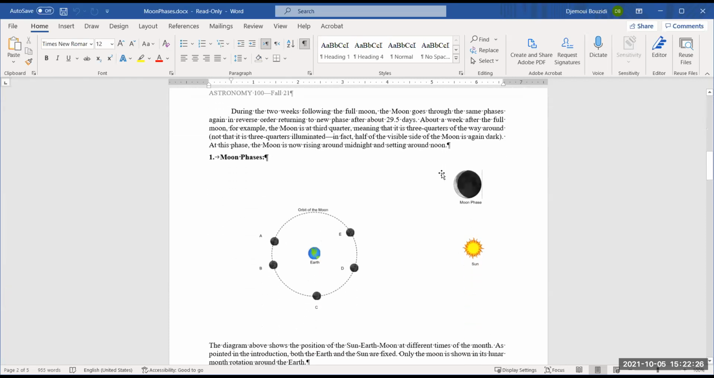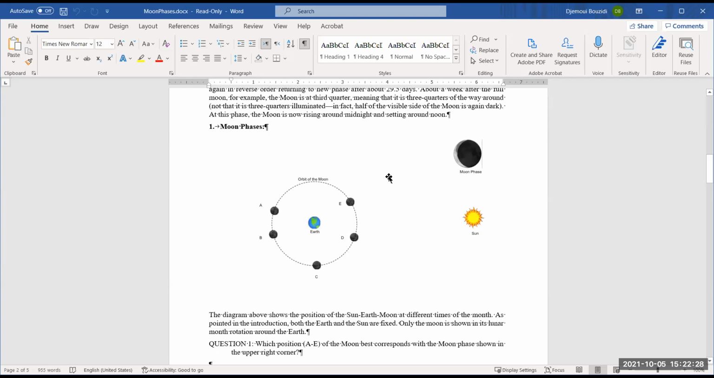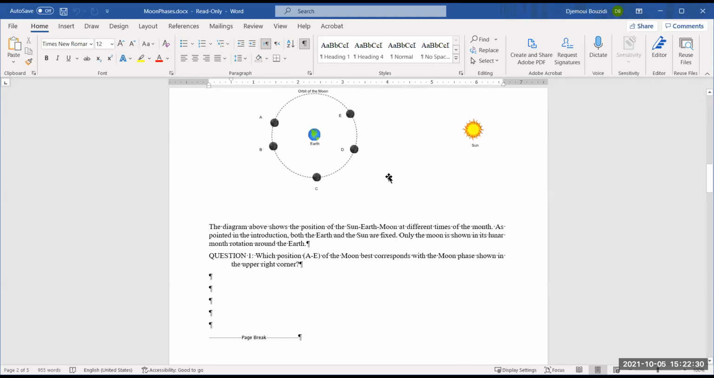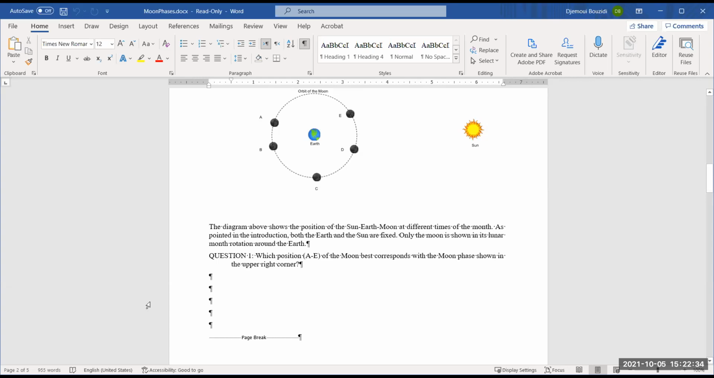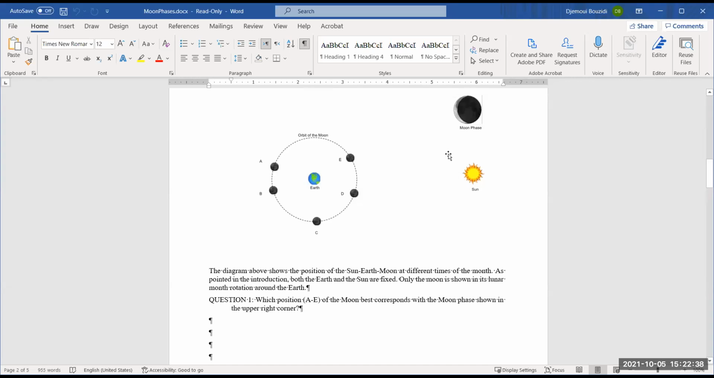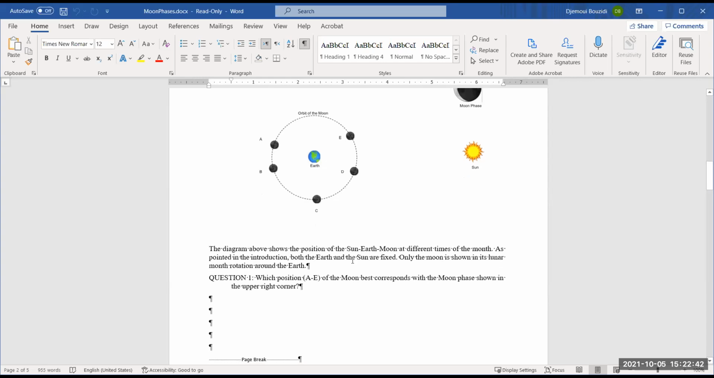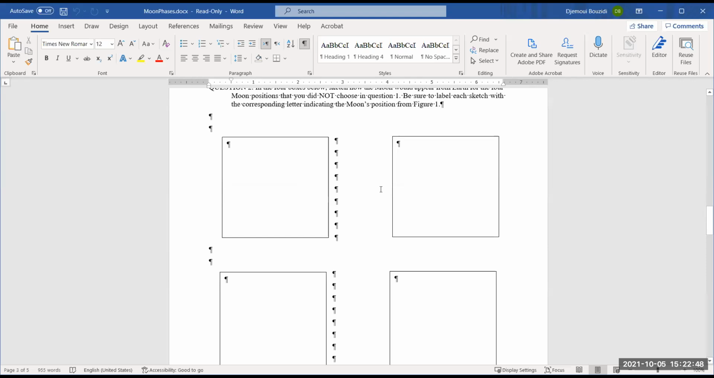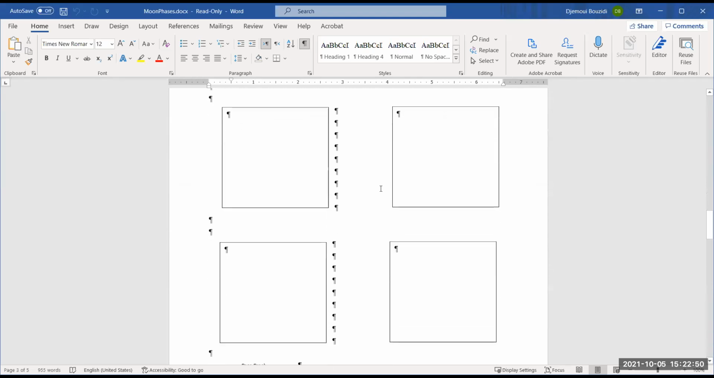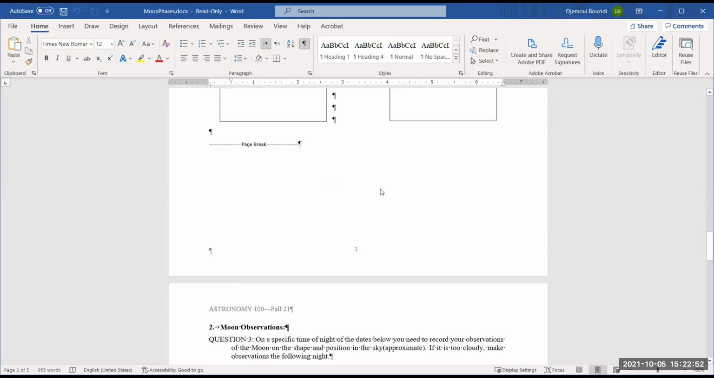Okay. One of the questions, you must read these things, and again, we're going to meet on Thursday to discuss them, is we're going to answer this question related to this drawing. You have the moon, you have the sun, you have the moon, and you have the earth, and it's related to positions A through E, okay? And then, based on that answer, you're going to draw pictures of how the moon looked.